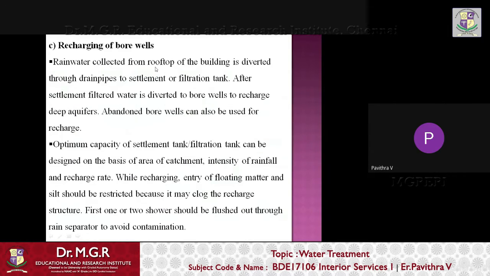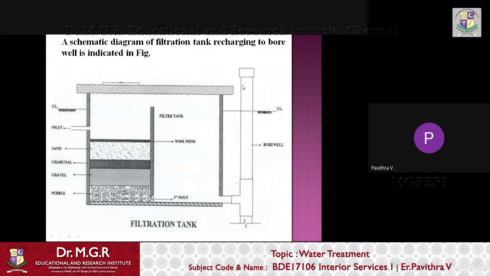So the rainwater collected from the rooftop of the building is directed through the drain pipes to a settlement or filtration tank. So these are the drain pipes which will be collecting the rainwater. This is the inlet which is going to get the water, and after it undergoes filtration, it will be stored in the borewell, and when we want to use it, we can pump the water and use it.